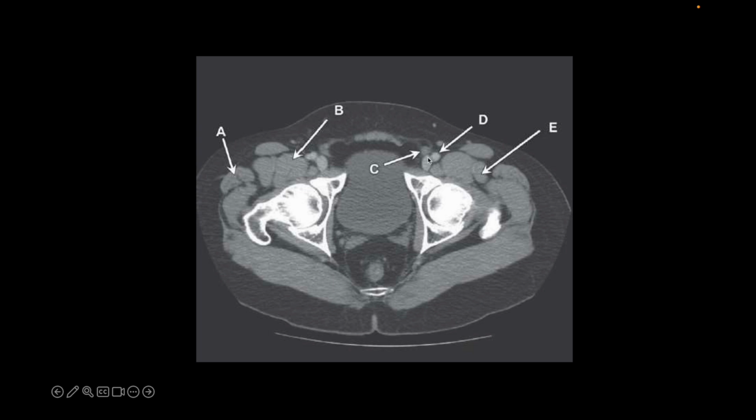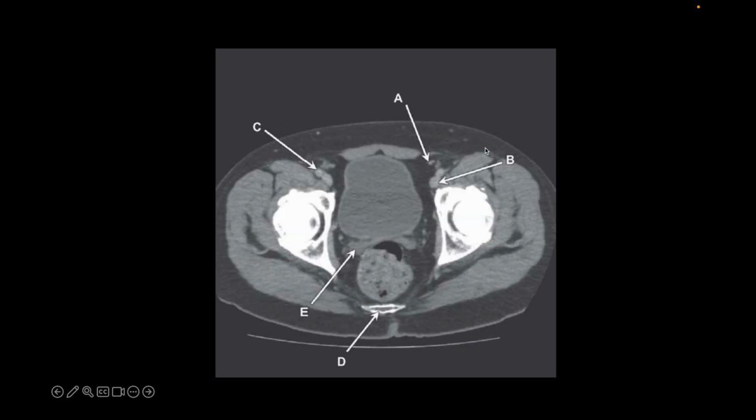C is your spermatic cord. So these are your femoral vessels here. D is your artery, and this is your vein. This is your spermatic cord coming down and then going into the scrotum. E is your rectus femoris muscle, just posterior to your sartorius muscle here.